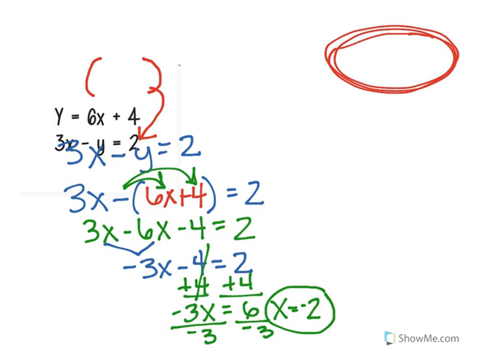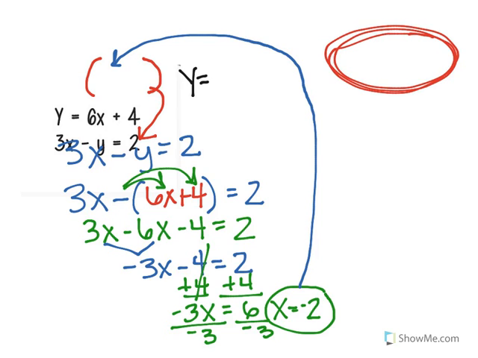Since I have my answer for x, I can now use that x and substitute it into one of the original equations, the typed out equations, the black equations, to solve for the remaining variable. So I want to find out what y is, so I'm going to use x equals negative 2 and plug it in for x. And I could have used either equation, but the top equation just looks easier, so I'm going to do negative 2 in for x to solve for y.